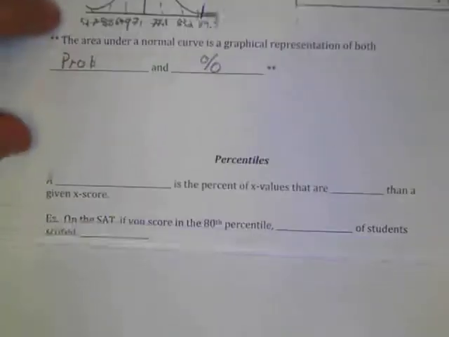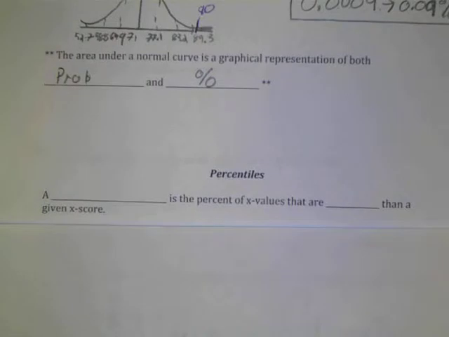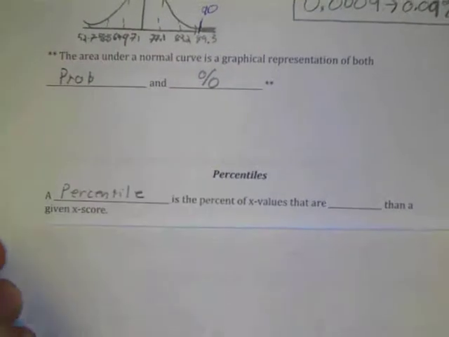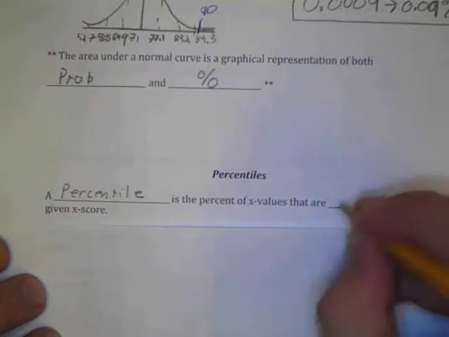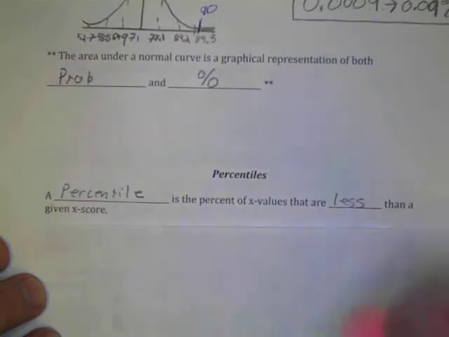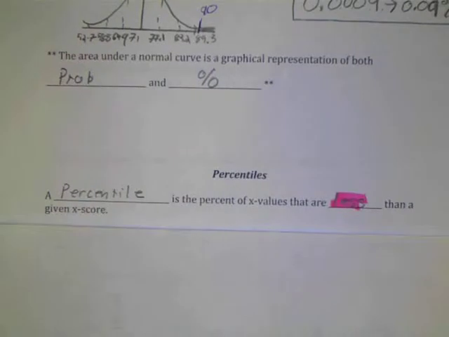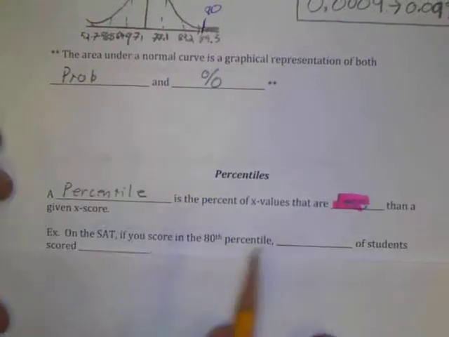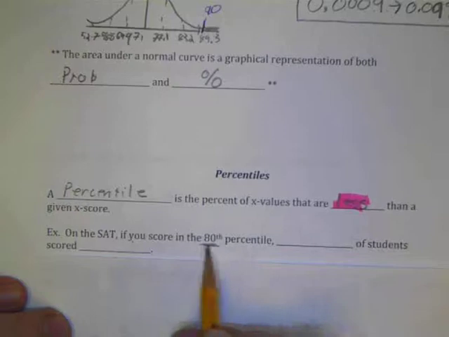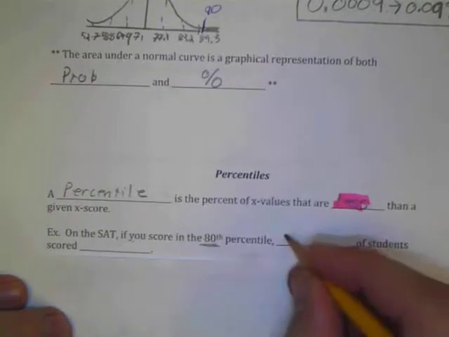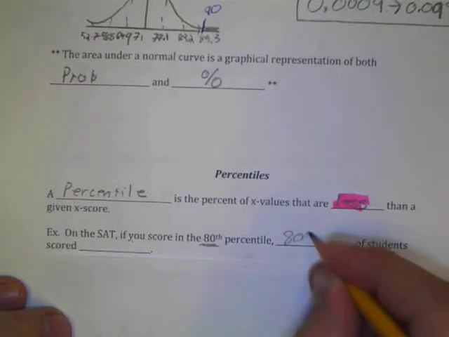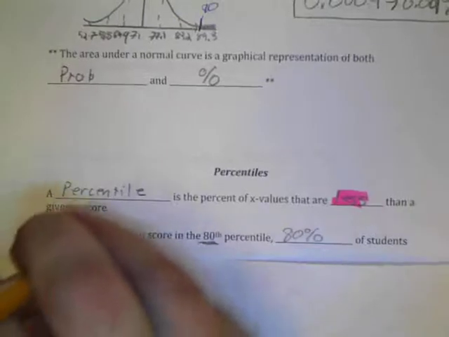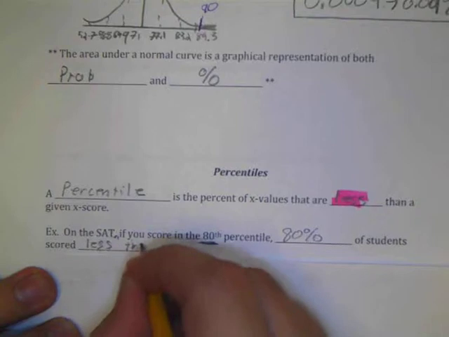So now we're going to talk about percentiles. A percentile is a percent of X values that are less than the given X score. So less, I'm always looking to the left of the X value. So, an example, on an SAT score, if you're in the 80th percentile, that means that 80% of students scored less than you.